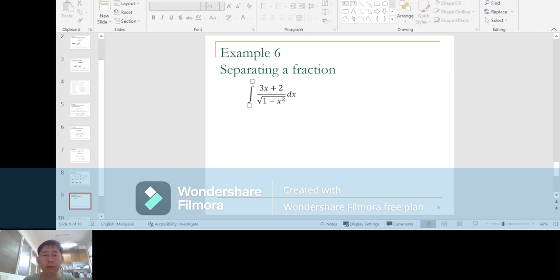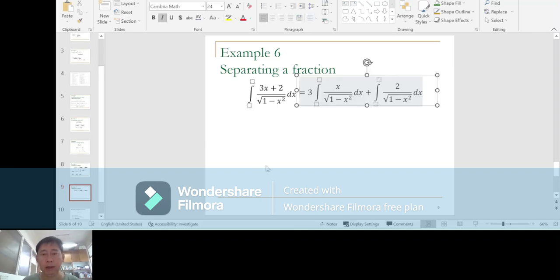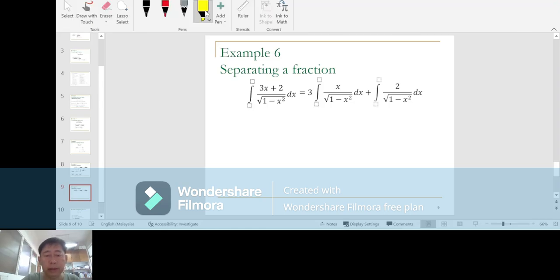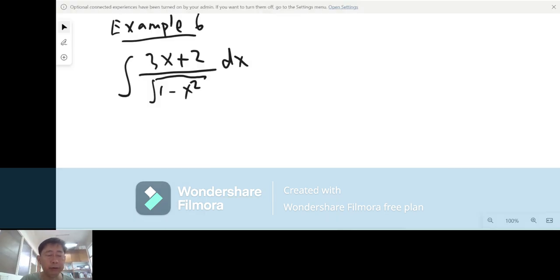You can't perform this integration in one shot, but you have to separate the function into two parts, namely the part that contains the x in the numerator and the part that contains the constant 2 in the numerator. The integration we want to seek is then obtained by performing the two integrations separately. So let's see how we do this integration.